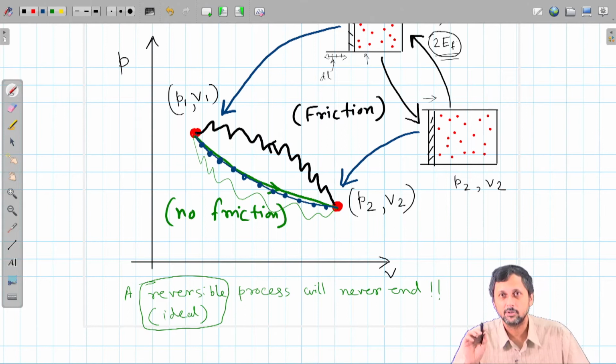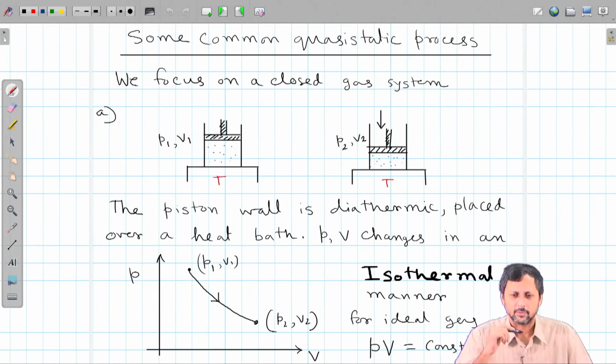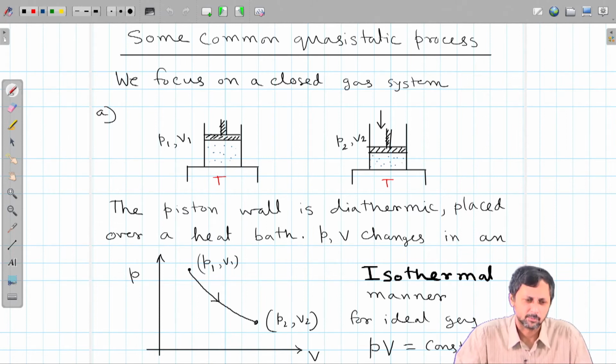So basically what I mean to say is, we have a quasi-static process, which is a balance between an ideal process and a completely non-ideal process. So let us take some common examples of quasi-static processes which we commonly encounter in classical thermodynamics.